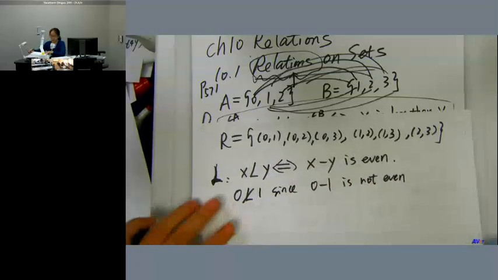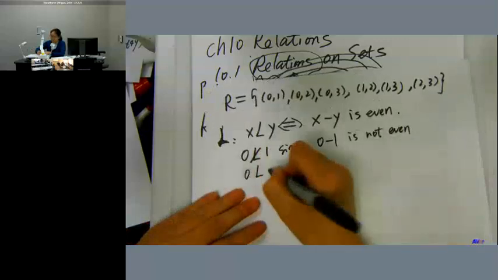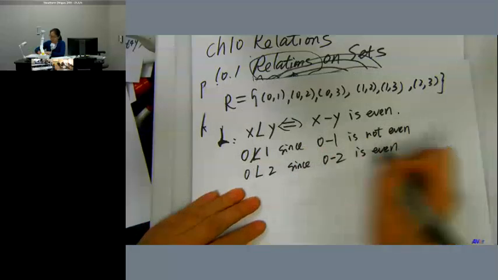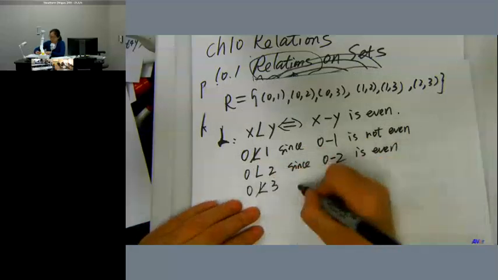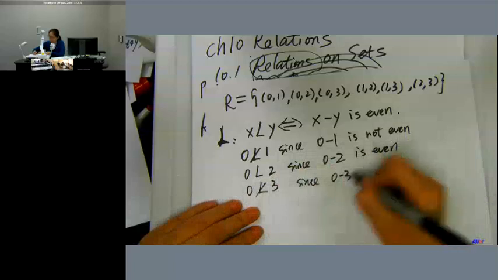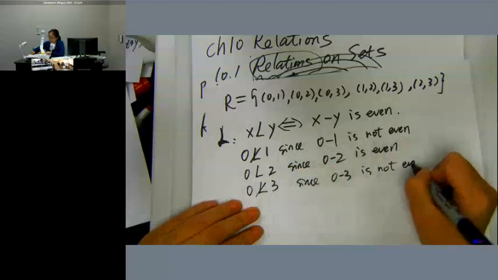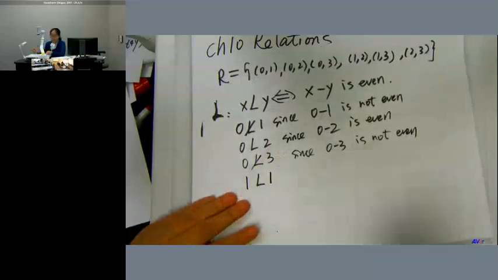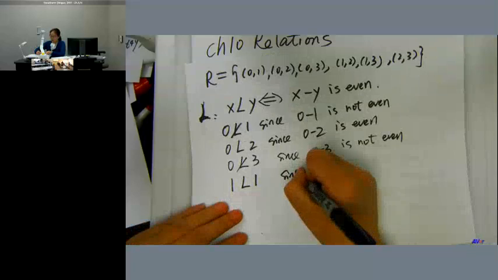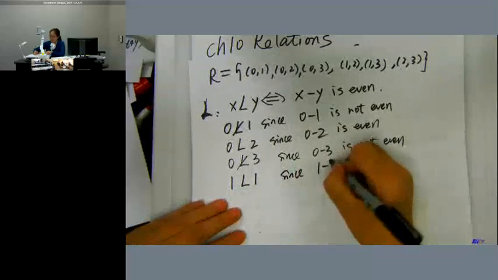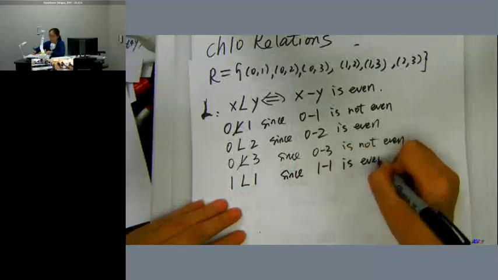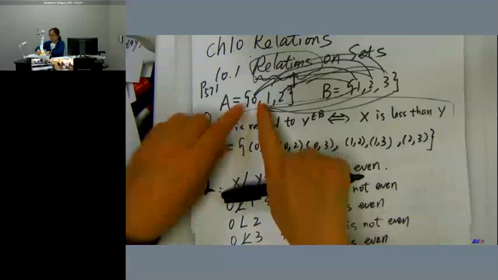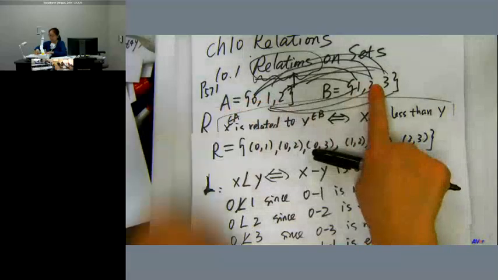What about 0, 2? Yes, right? Since 0 minus 2 is even. Now 0 is not related to 3 since 0 minus 3 is not even. Okay, next one is 1, 1. Is 1 related to 1? Yes or no? Yes, right? Because 1 minus 1 is 0. Well, 0 is even. So 1 is related to 1. So I did 1, 1. Next is 1, 2 and 1, 3.